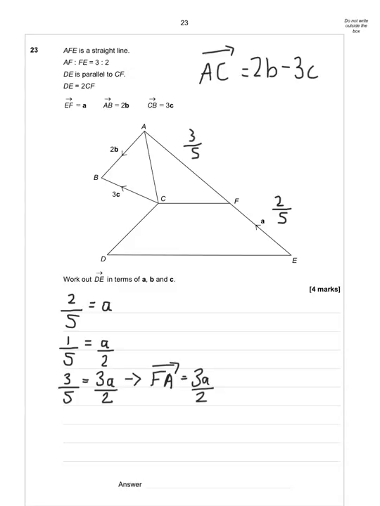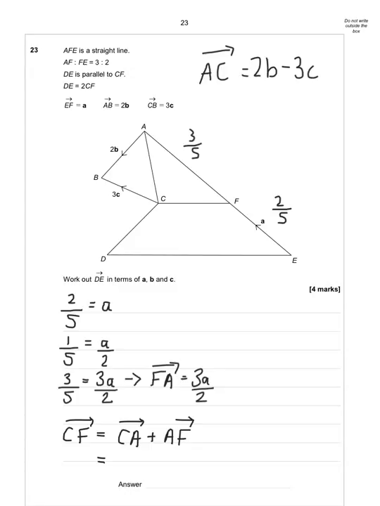So where shall I write this? I'm running out of space already. So C to F is C to A, add A to F. So what is C to A? I know A to C, so what is C to A?